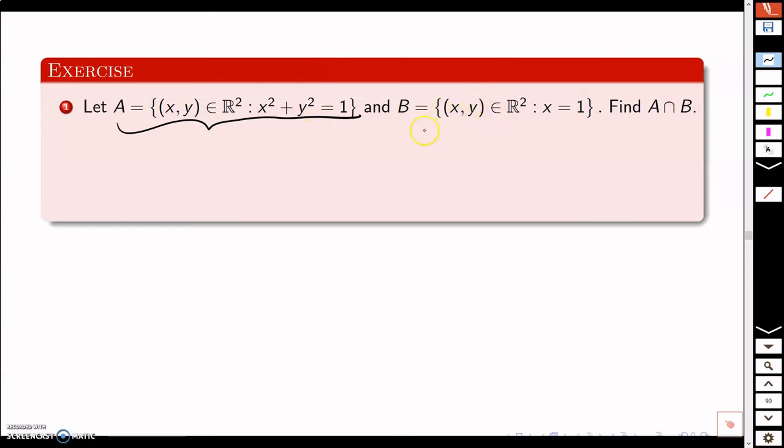If you look at the other set B, that is the collection of all ordered pairs (x, y) such that the first coordinate x is 1. So this is nothing but the line passing through the point 1 on the x-axis, which is parallel to the y-axis, right? Now what I want to do is find out which are the elements in A intersection B, the intersection of these two sets. The best way to look at this would be to see their graphs.